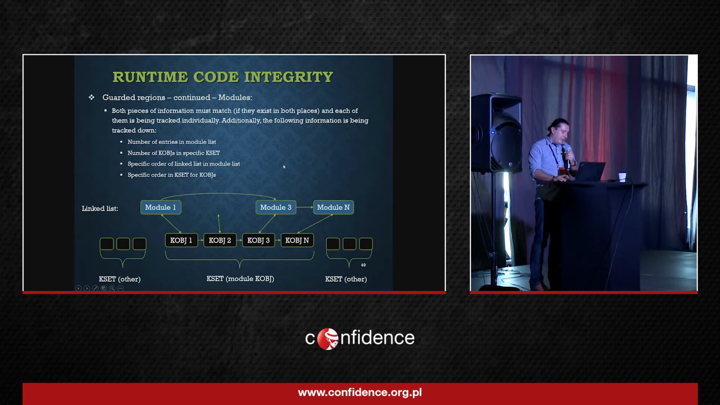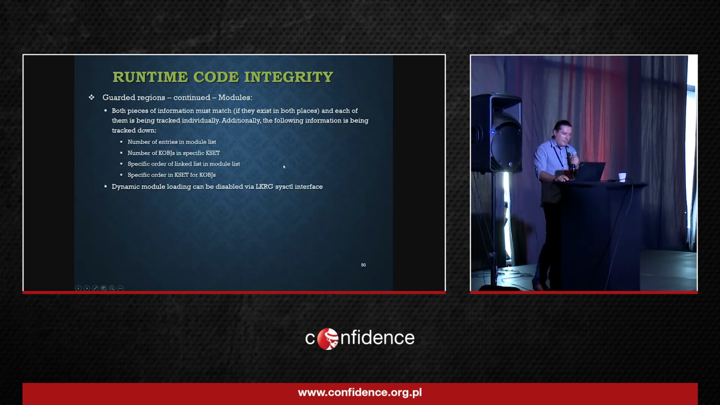But the attacker can still, for example, remove the module from the linked list and also remove the KObject. But at this stage, the order in the module list and the order in the KObject kset will change, because it's not the same as it used to be by normal development of the database. So LKRG will detect that a module that started to be hidden existed before, because the order is not the same. And also, dynamic module loading can be disabled by the syscall interface. So you can completely lock down the kernel. It will not allow loading any more dynamic modules.